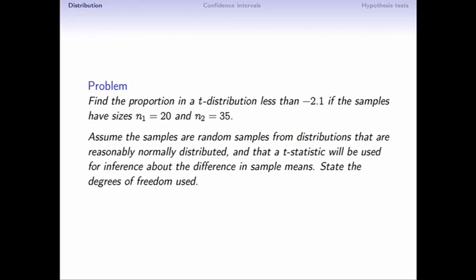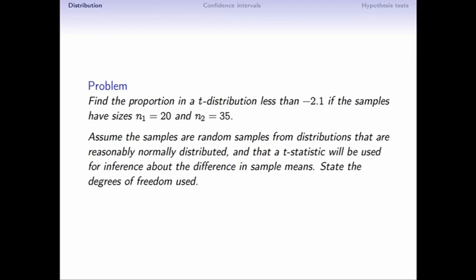Welcome back. We've got one more problem from this first part of section 6.4 that I want us to look at. And in this problem, we're just trying to get comfortable with the degrees of freedom concept and how to do a calculation with the corresponding t-distribution. So we have to, in this case, find the proportion in a t-distribution less than negative 2.1 if the samples have sizes n1 equals 20 and n2 equals 35.